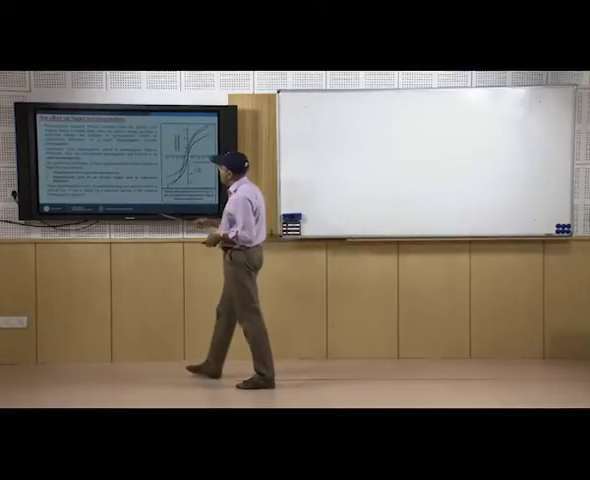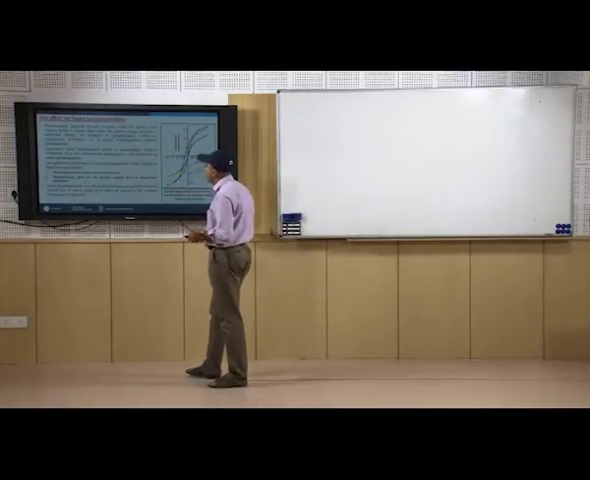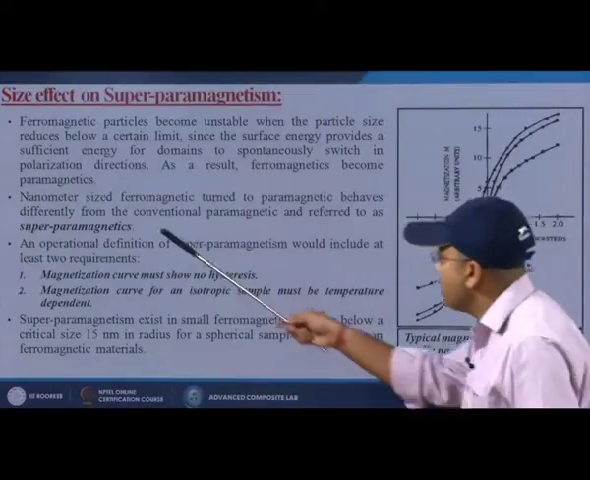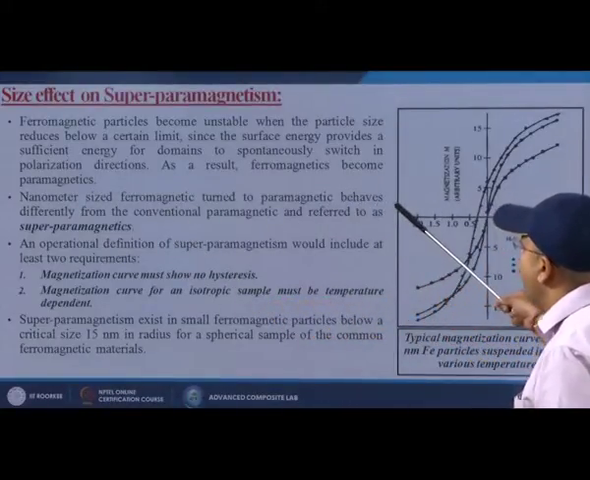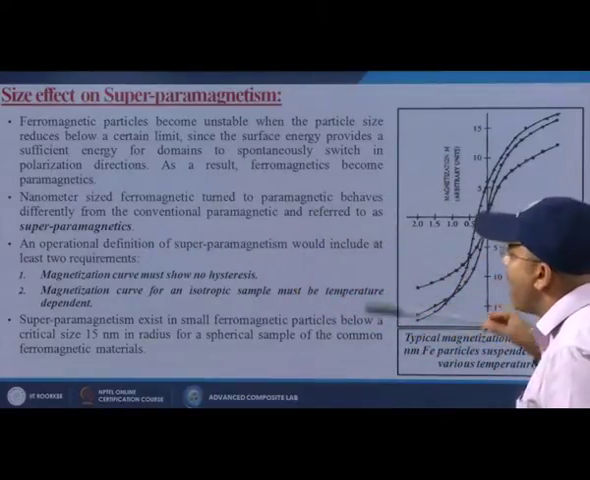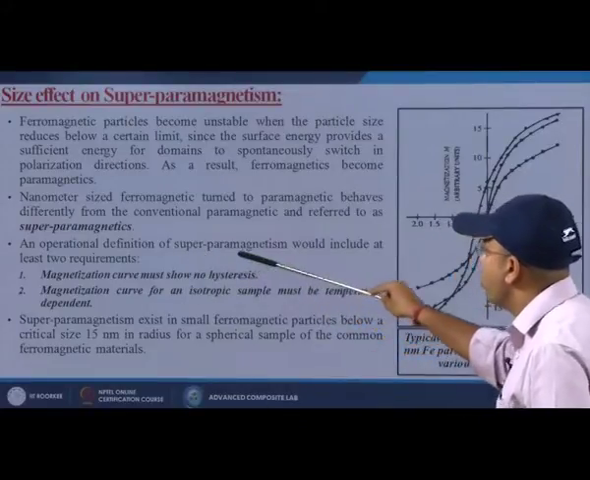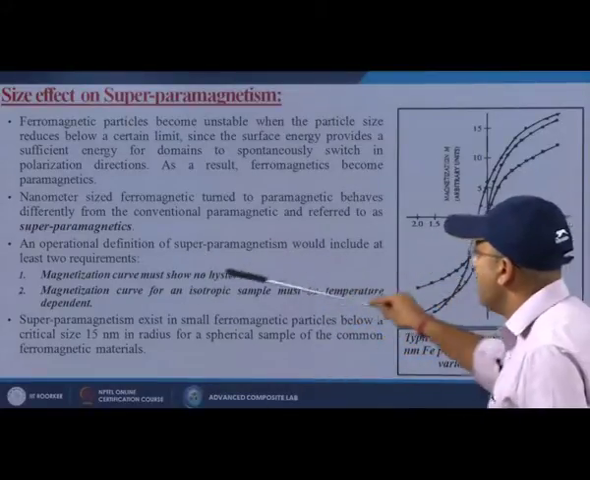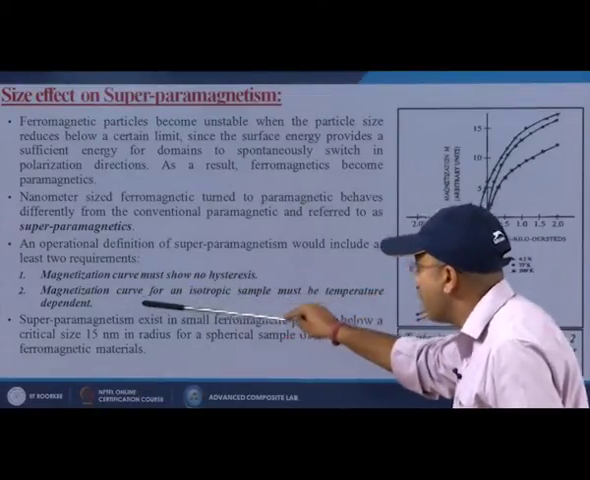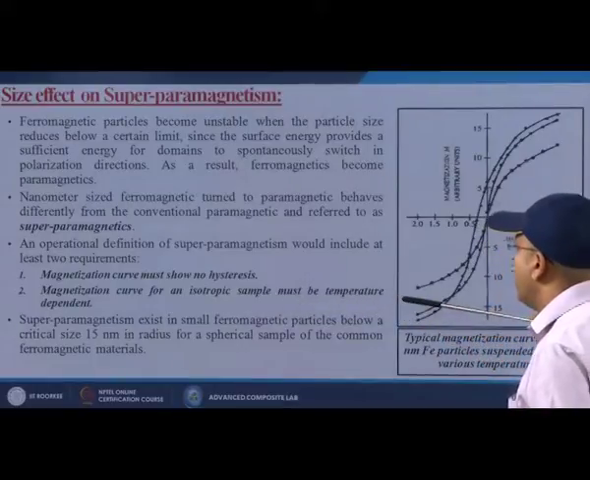Next is the size effect on superparamagnetism. Ferromagnetic particles become unstable when the particle size reduces below a certain limit, since the surface energy provides sufficient energy for domains to spontaneously switch polarization directions. As a result, ferromagnetics become paramagnetic. Nanometer-size ferromagnetics turned paramagnetic behave differently from conventional paramagnetics and are referred to as superparamagnetics. An operational definition of superparamagnetism would include at least two requirements: the magnetization curve must show no hysteresis, and the magnetization curve for an isotropic sample must be temperature dependent.